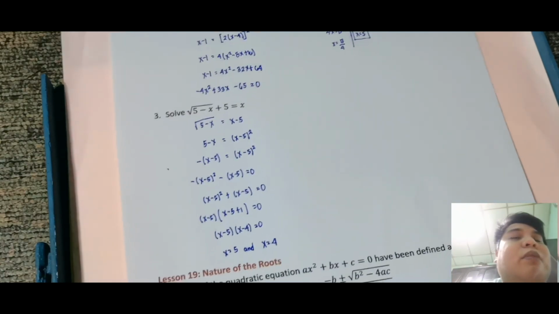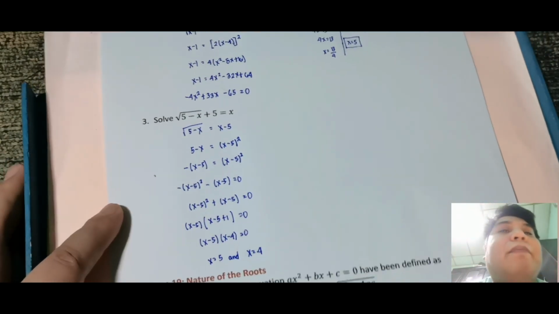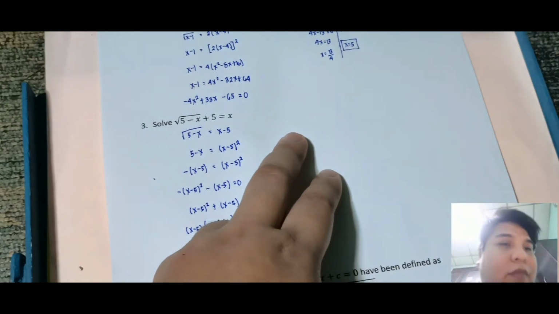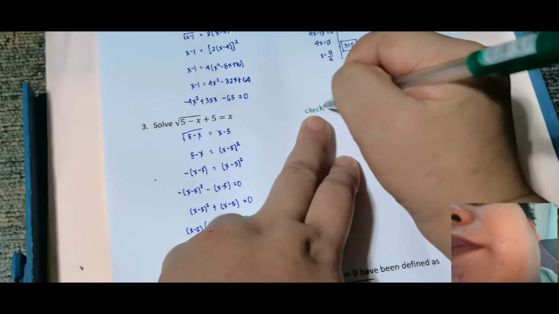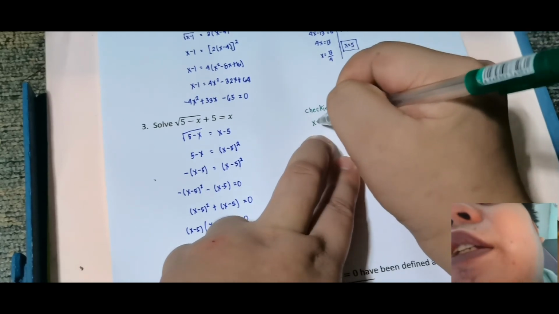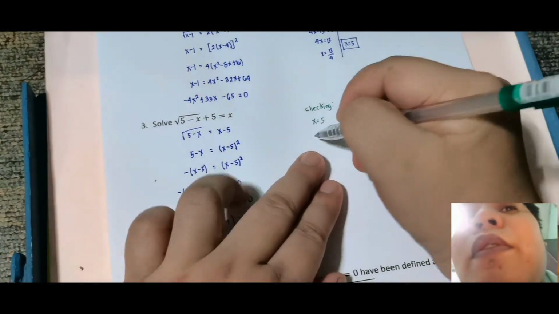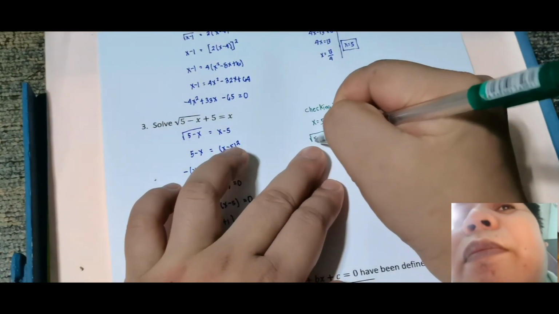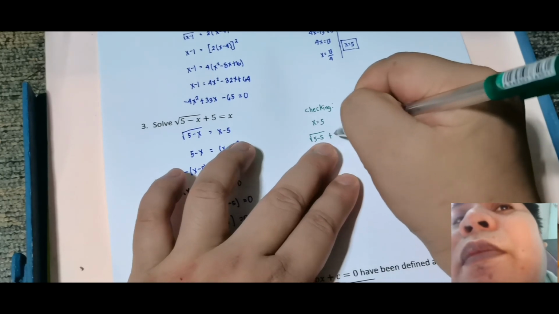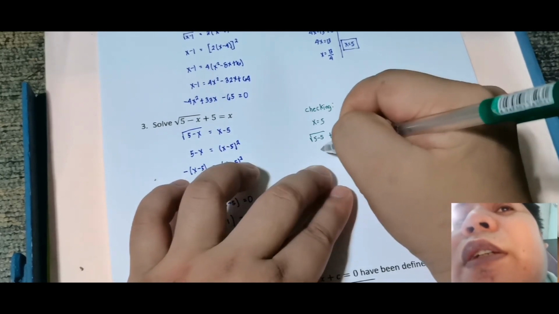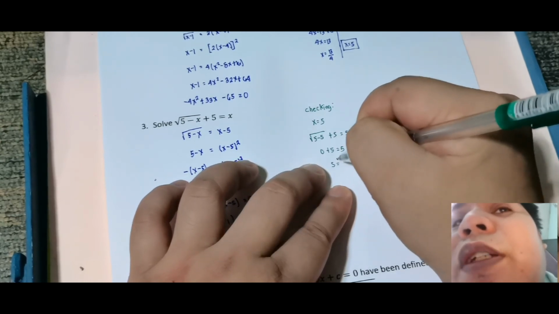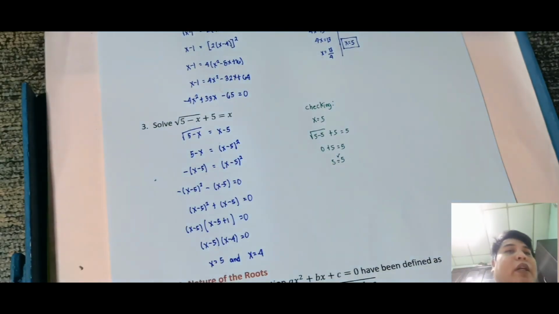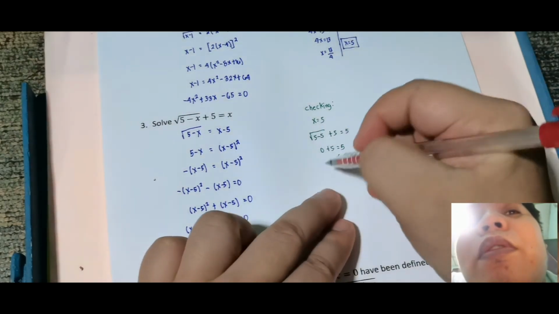Okay, so para medyo mahaba na rin, i-check ko na rin siya para mas mapadali. So by checking, so whenever x is equal to 5, check natin ha. So that is square root ng 5 minus 5 plus 5 is equal to 5. So this is 0 plus 5 is equal to 5, which is 5 is equal to 5. Okay, next is x is equal to 4.